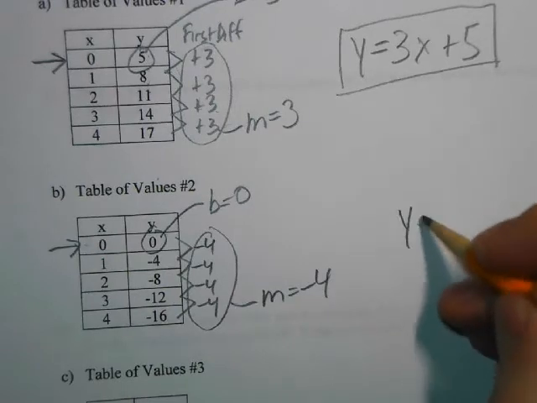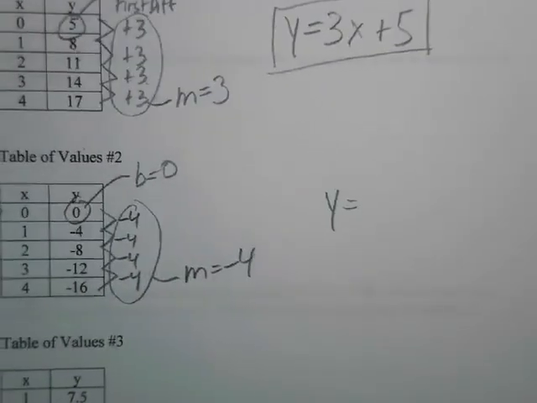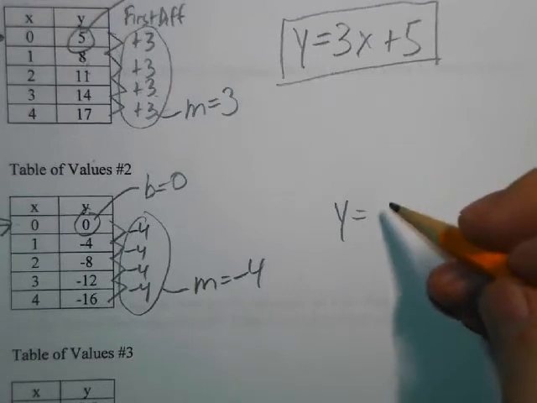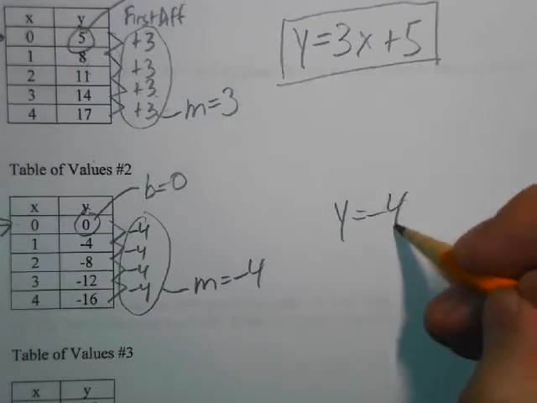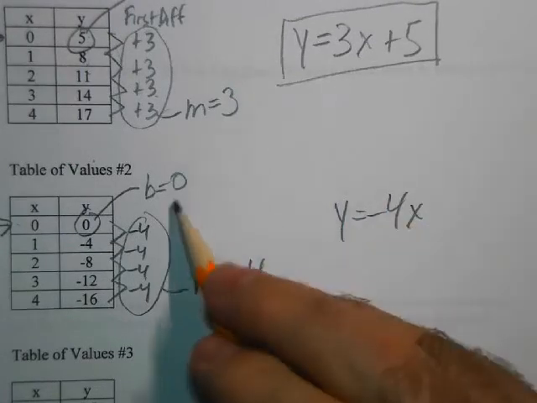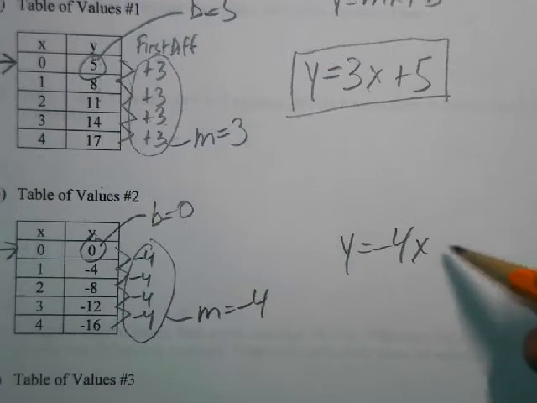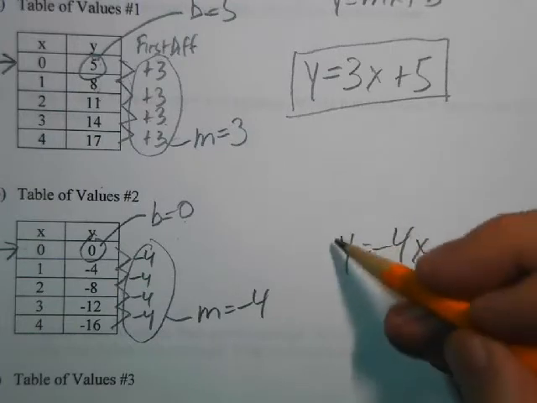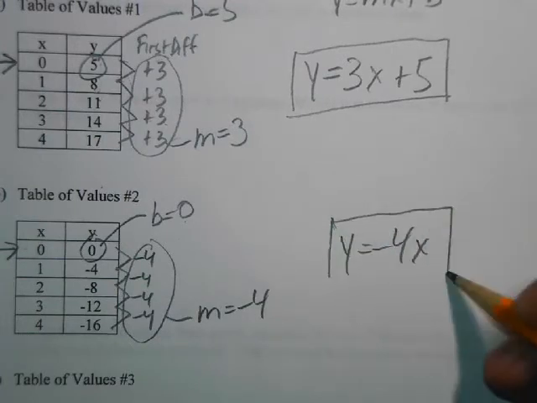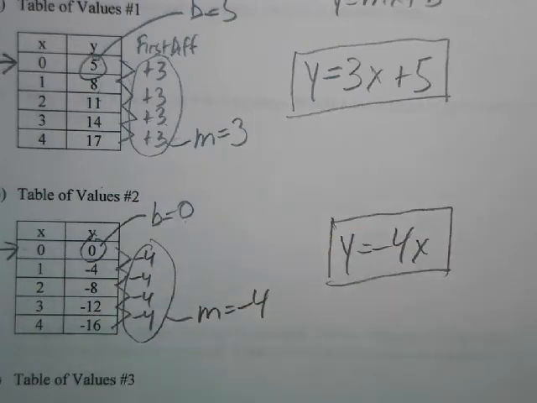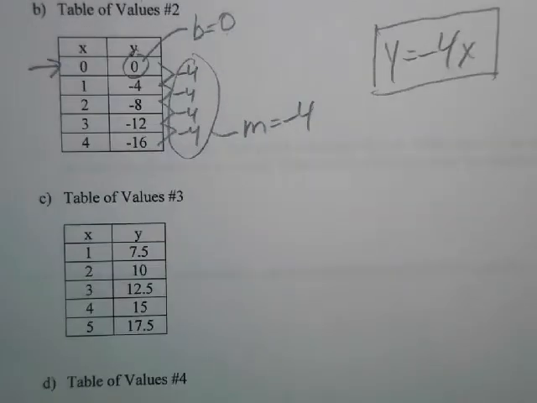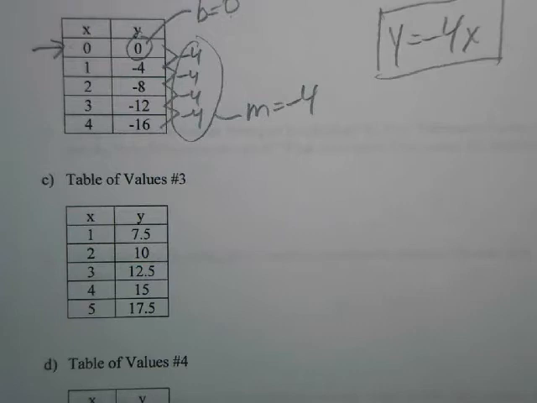So the equation, therefore, is mx plus b, so that's negative 4x plus b is 0. So I could put plus 0, but again, like we saw before, we probably shouldn't, just to make it as simple as possible. So there's our equation of this linear relation. Okay, do two more. Once you know how to do these ones, it's very, very fast.